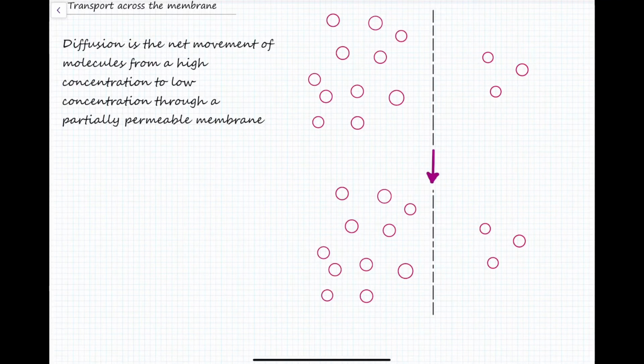Hello, this video is explaining diffusion. Diffusion is the net movement of molecules from high concentration to a low concentration through a partially permeable membrane. Let's examine what the movement is caused by.